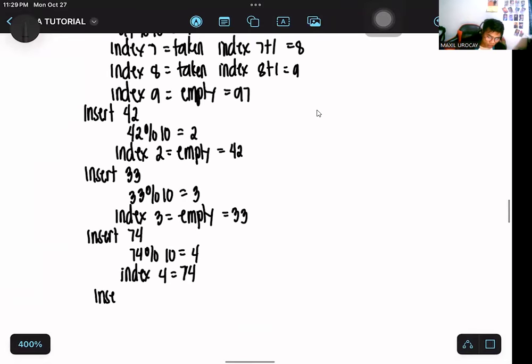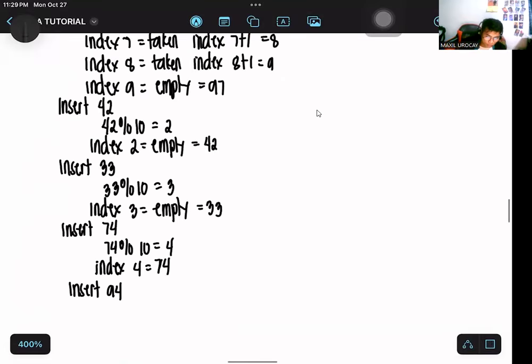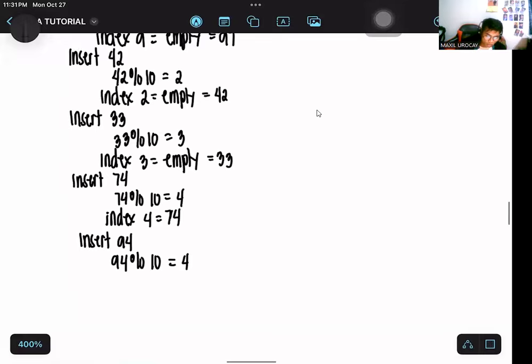Insert 94. Make sure that you follow the flow. You just have to base here. Now, 94 will become 94 modulo 10. 94 divided by 10 equals 9. 9 times 10 equals 90. 90 minus 94 equals 4. So therefore, 4 is your answer right now.